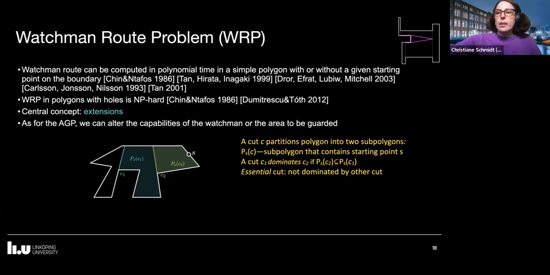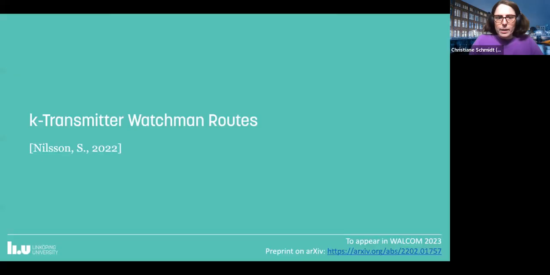And in the same way as for the Art Gallery problem, again, we can alter the capabilities of the Watchman, and we can alter the area that we want to guard, and then have lots of different variants here. So I'll go into a few details on K-transmitter Watchman routes, which is joint work with Bengt Nielsen from Malmö University. We presented at Qualcomm, and you can find an archive version if you want.